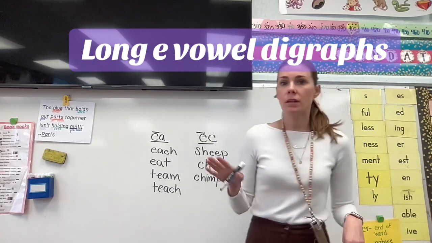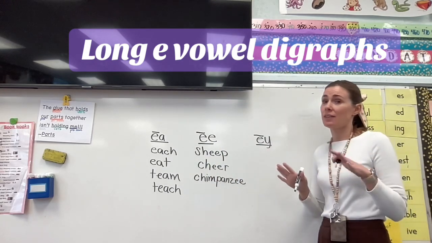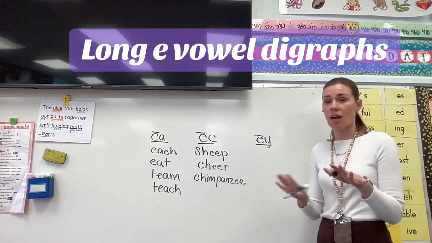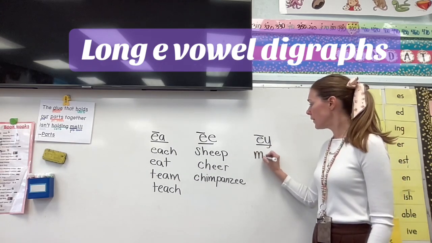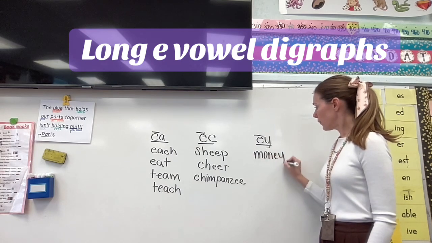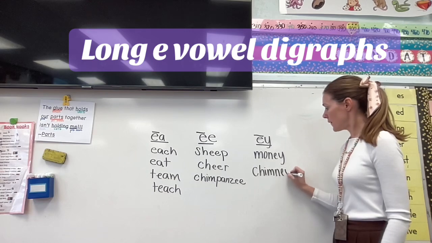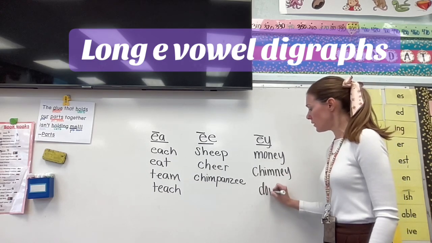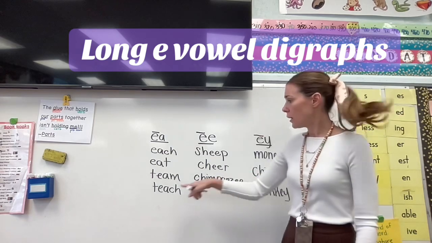Most common of these at the end is EY, the Y making the E sound at the end of a multisyllabic word. It is the most common in the English language. This shows up a little bit in words like money or chimney or donkey.